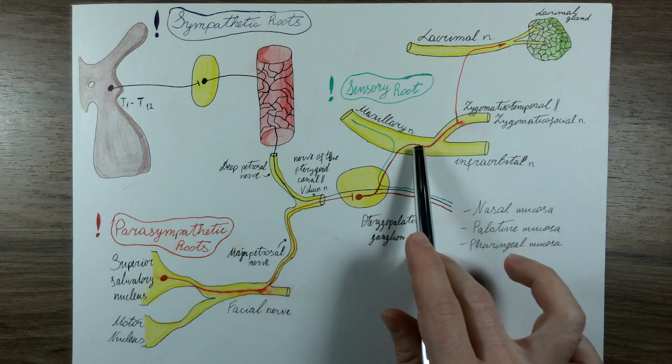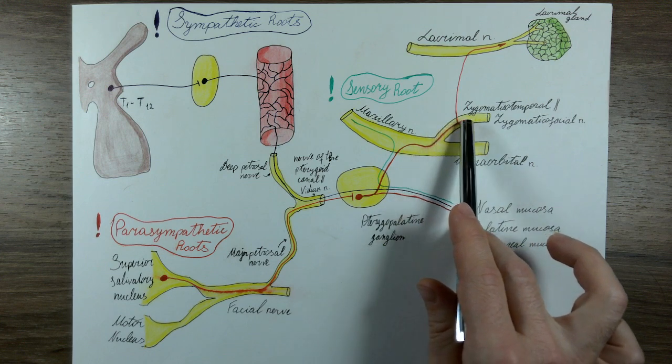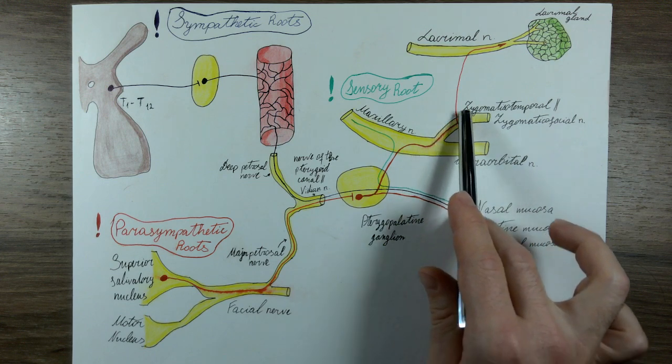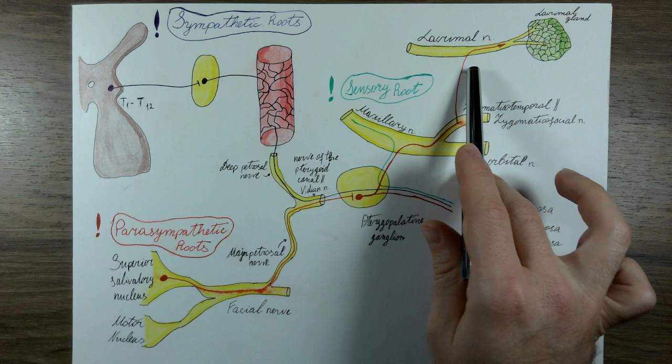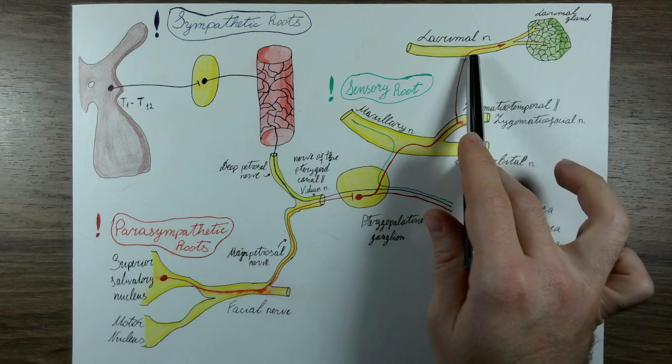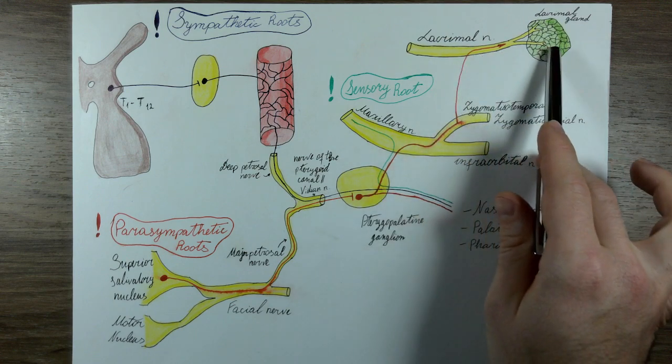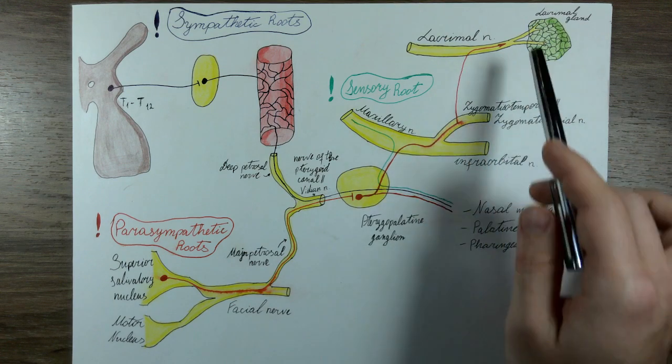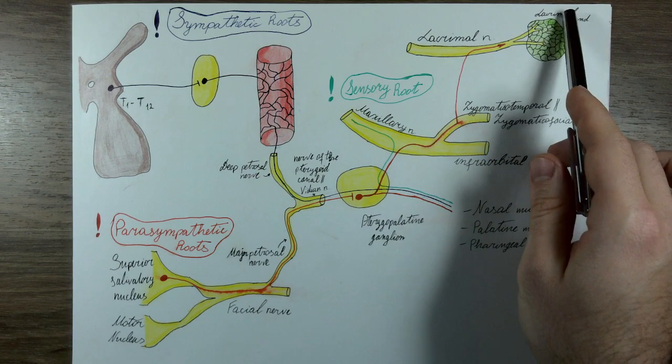Now, these parasympathetic fibers would go along the zygomaticotemporal and zygomaticofacial nerves, branch out of them, and go into the orbital fossa, the orbit, connect to the lacrimal nerve, and innervate the lacrimal gland. This is how the lacrimal gland gets innervation.